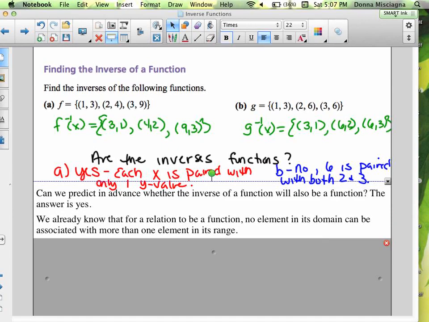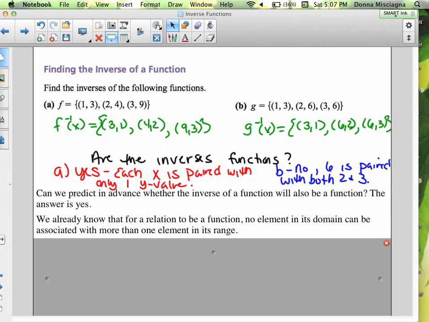We already know for a relation to be a function, no element in its domain can be associated with more than one element in its range. All right, so now if we look at A, the y values are 3, 4, and 9. That's our range. All right, so nobody repeats.